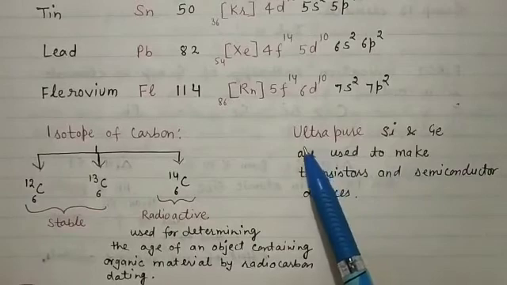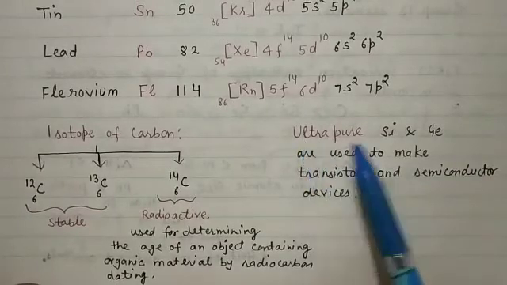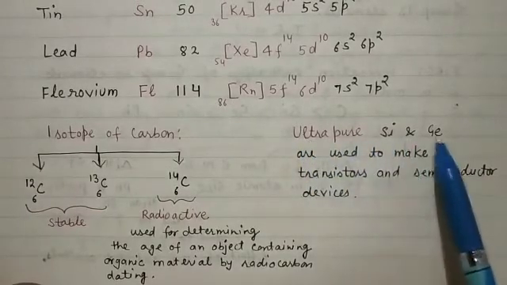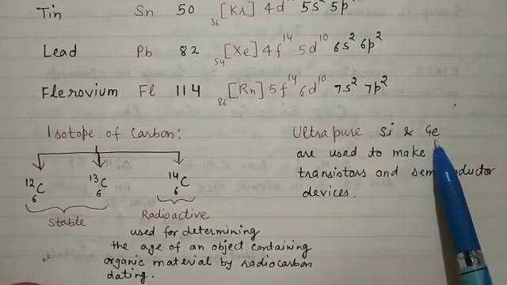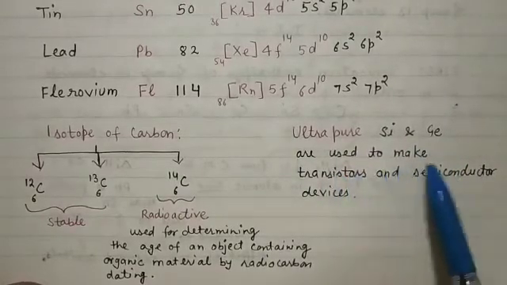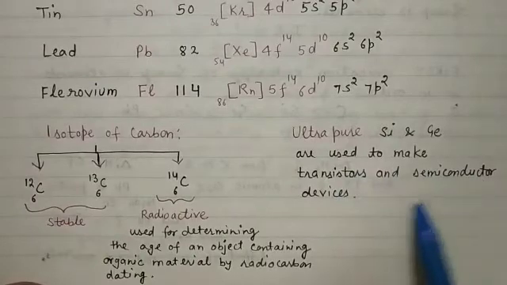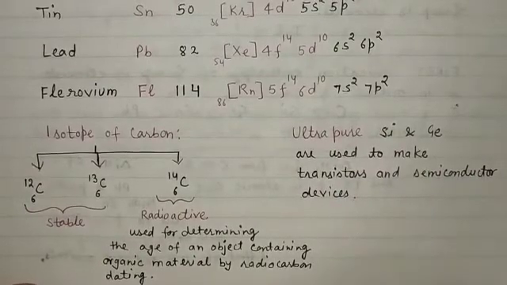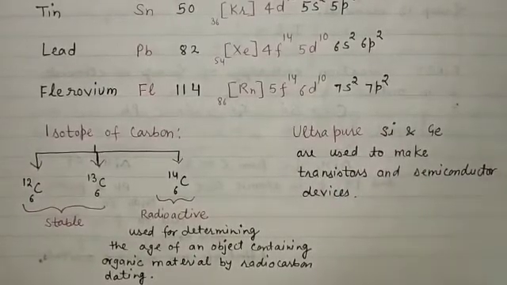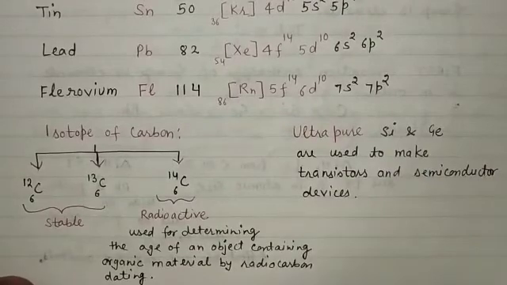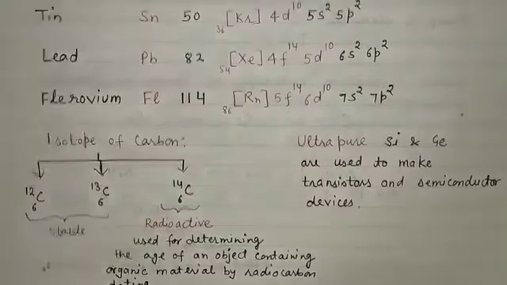And one thing you have to keep in your mind, that ultra pure silicon and germanium are members of the carbon family. They are used to make transistors and semiconductor devices. So this is the application of silicon and germanium. They are frequently used for making transistors and semiconductor devices.